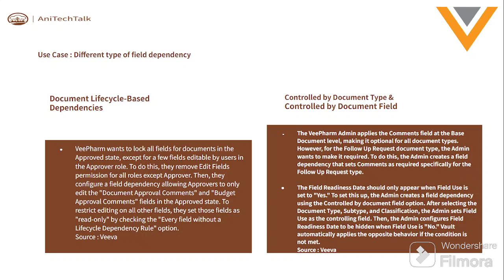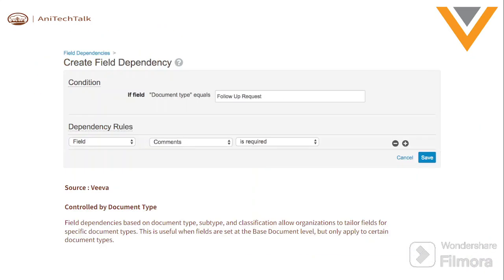level, making it optional for all document types. However, for the follow-up request document type, the admin wants to make it required. To do this, the admin creates a field dependency that sets comments as required specifically for the follow-up request type. That example I also showed you. Let me show it again as well.